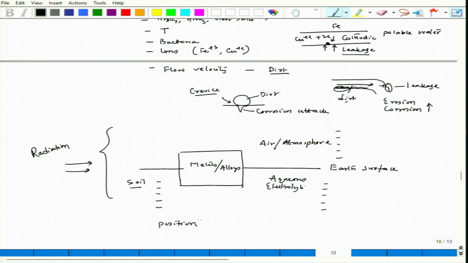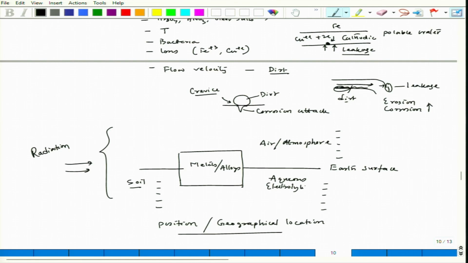And out of that we have to see the position, that means whether it is below the soil, below the earth surface, or above the earth surface, and another one is the geographical location. These two are also equally important.